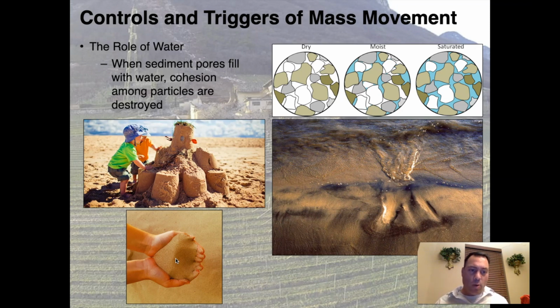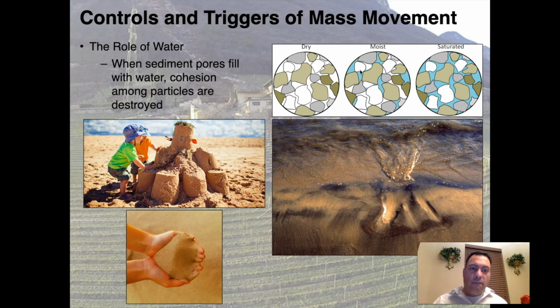But once it gets wet, or I should say moist, where it's partially wet and partially dry, in other words, these cavities have air as well as water, then all of a sudden there's cohesion, and you can make things like sandcastles. Things stick together. The reason is these little grains start to act almost like magnets, the way that they stick together.